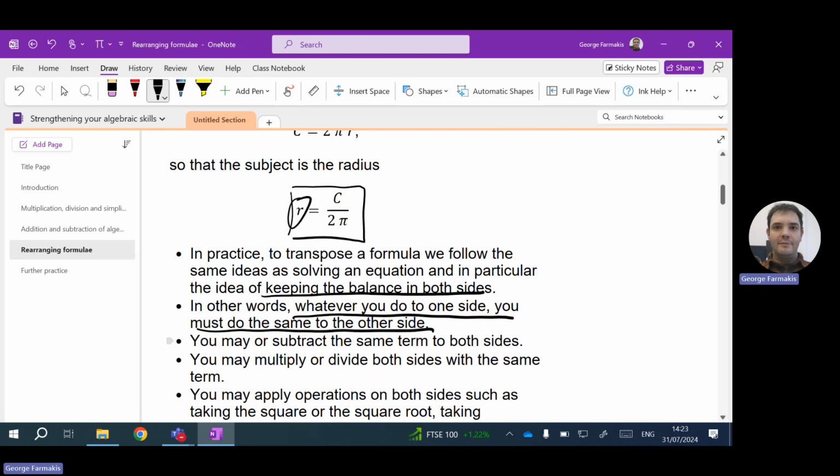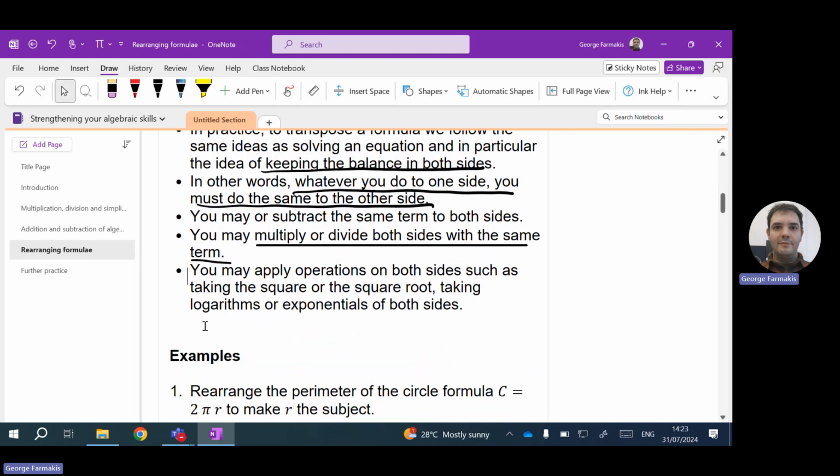So you can subtract the same term on both sides. You can multiply or divide both sides by the same term. You can apply operations on both sides. So for example, you can take the square, the square root, logarithms, or exponentials of both sides. Let's do some examples to see how we can go about the rearrangement of formulas.